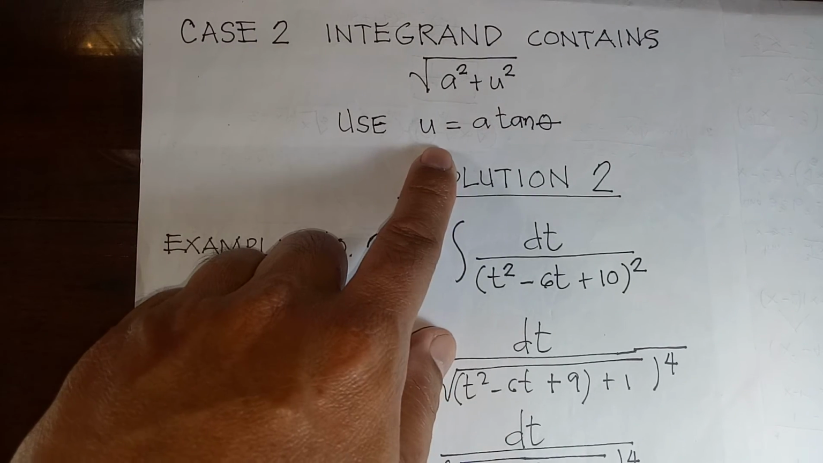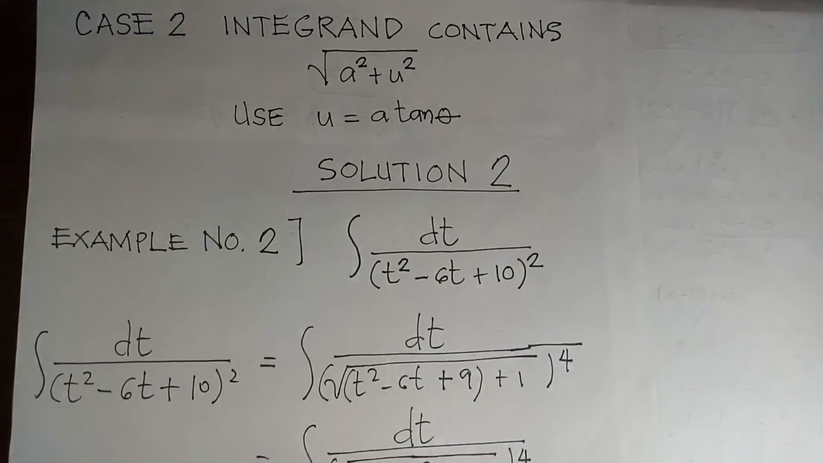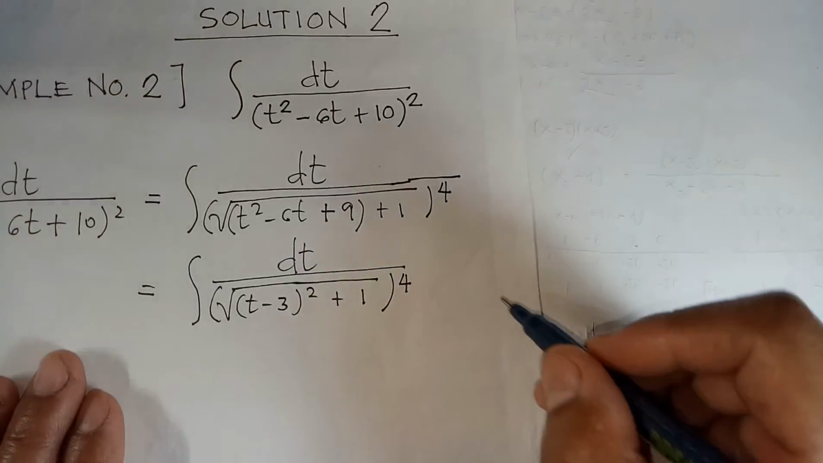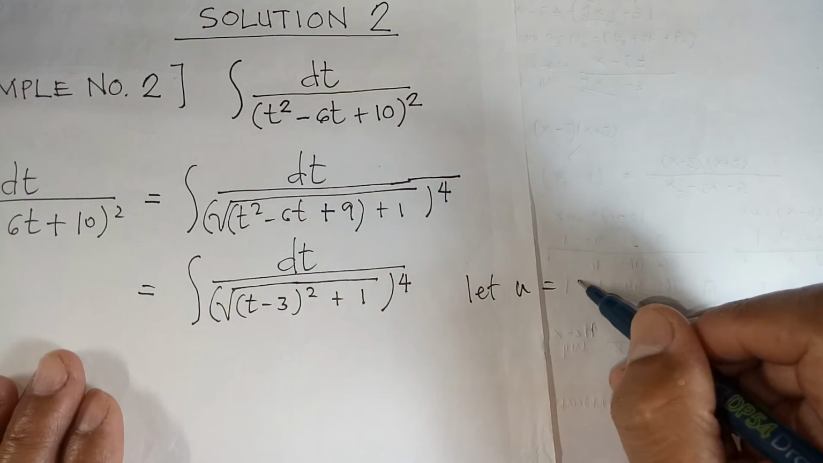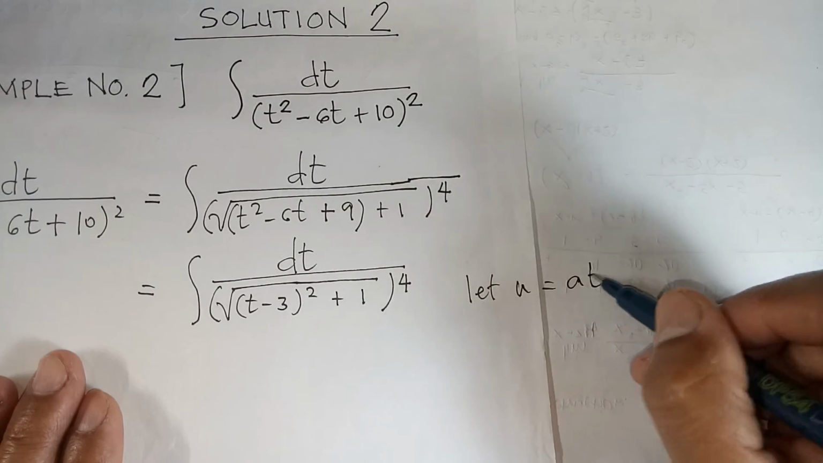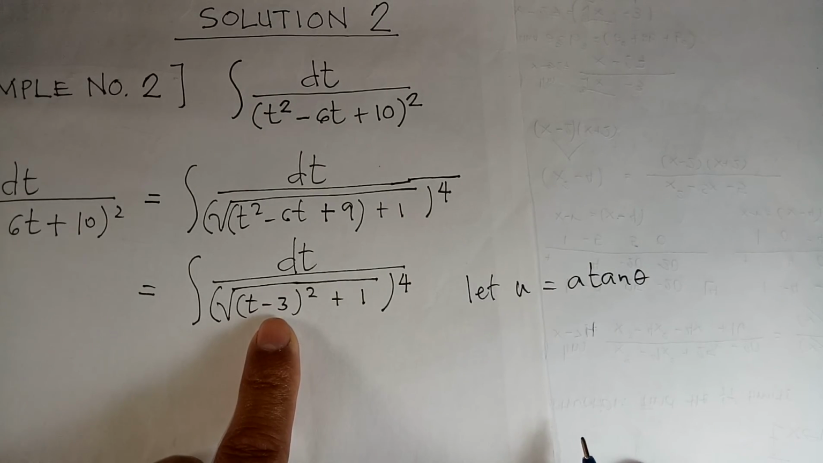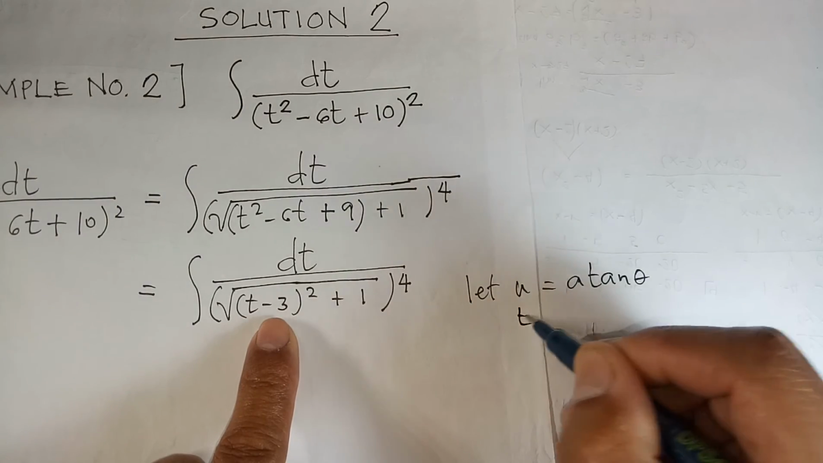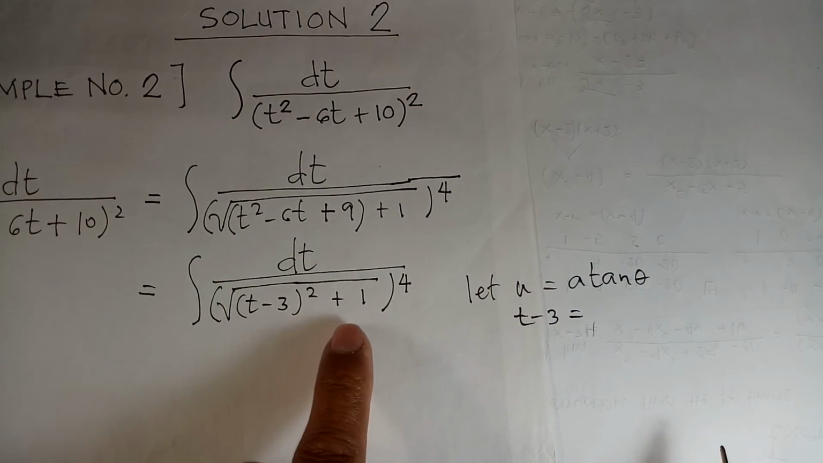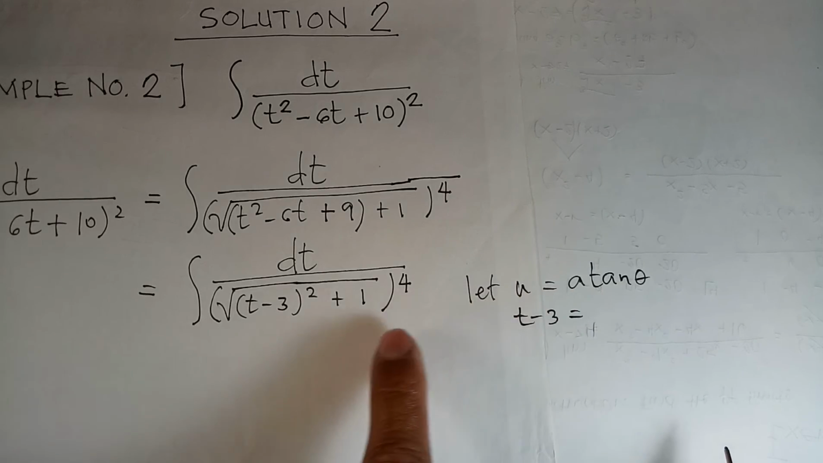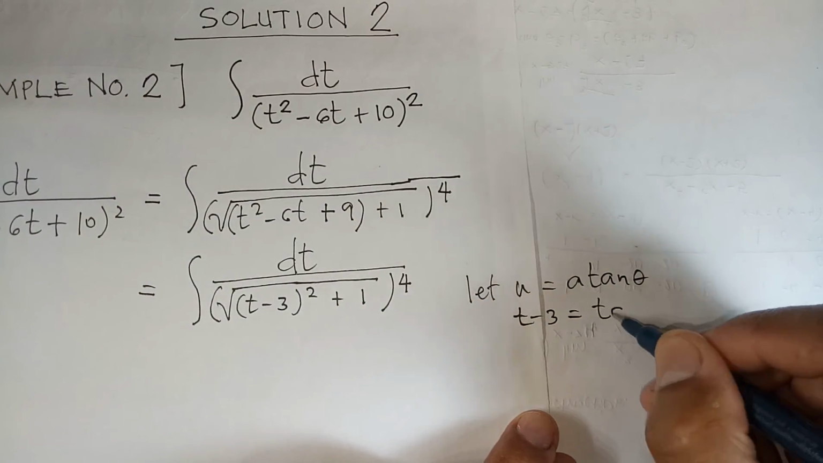At ang ating substitution, u equals a tangent of theta. Okay? So, let u equals a tangent of theta. So, yung u natin ay yung t minus 3. Ang a natin ay yung 1. So, yun yung a natin. So, 1 times tangent of theta equals tangent of theta.